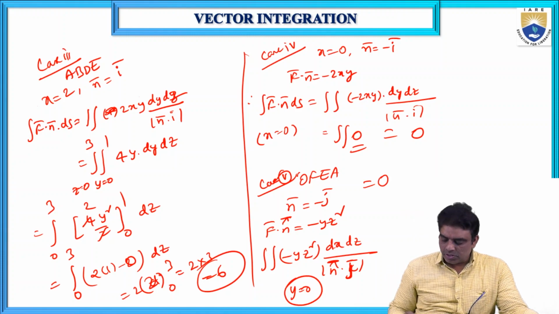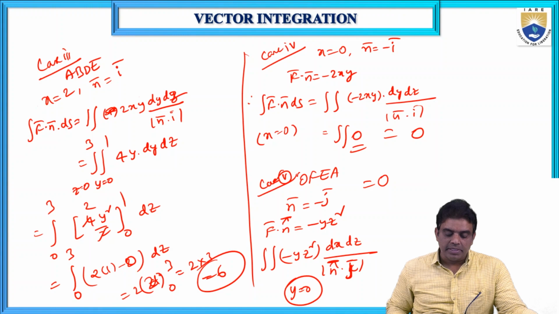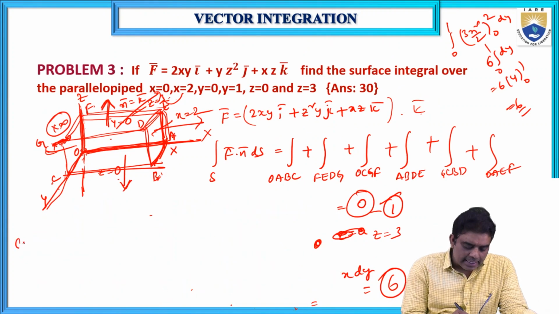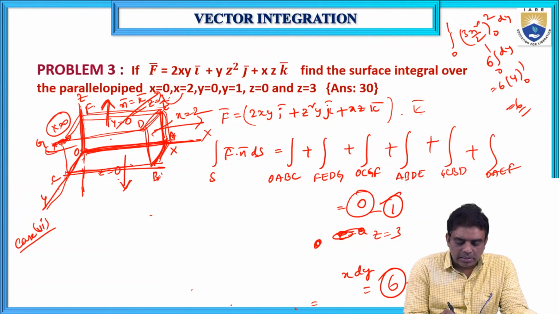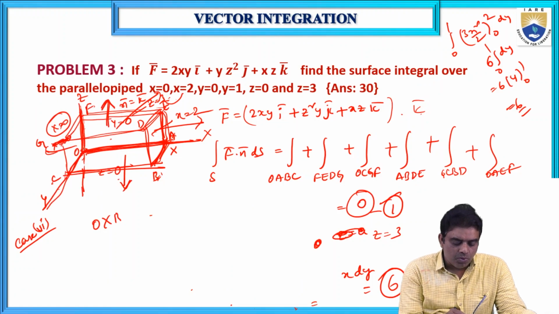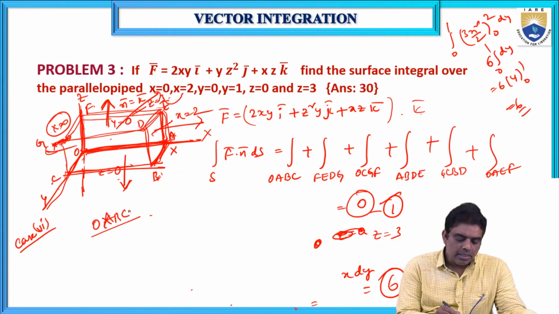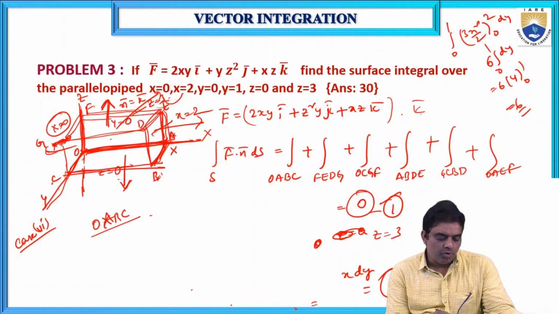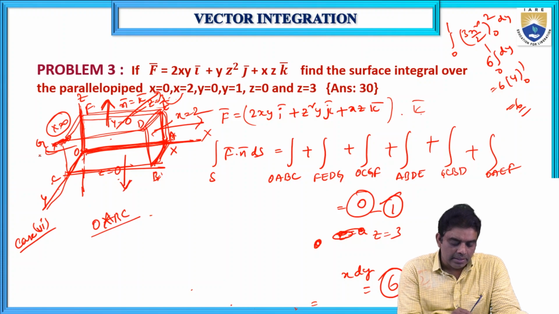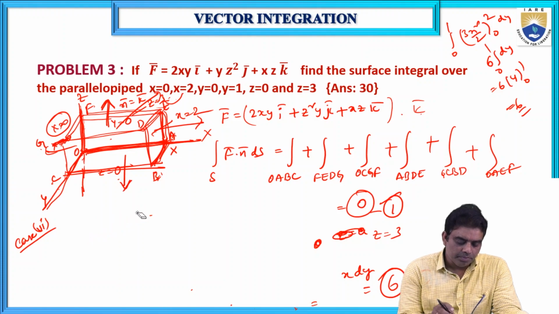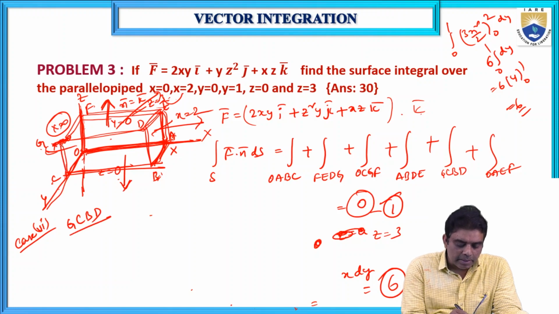Similarly, we find the last one. What is the last surface? Case 6, the last one. This is the last surface, OABC, and already OABC is done, I think. The last surface is GCBD. GCBD is this plane.